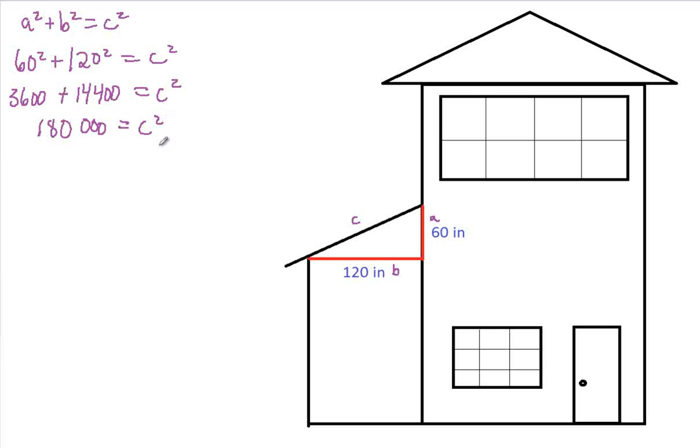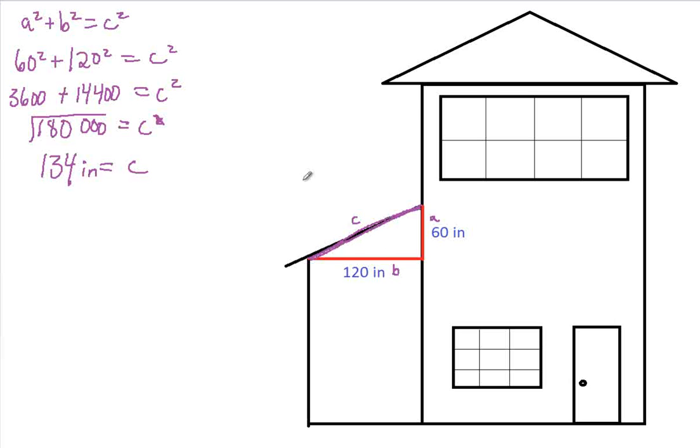Now what we'll do is get rid of the squared and find the square root of 180,000, and thanks to the magic of a calculator we find that c will equal approximately 134 inches. So what that is saying is the distance from here to here is 134 inches. We're not done yet, however.